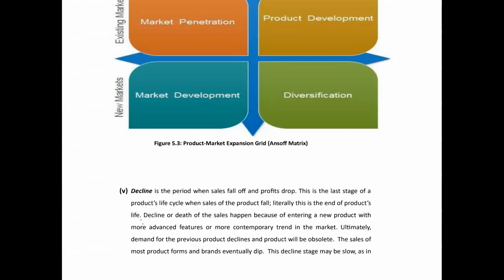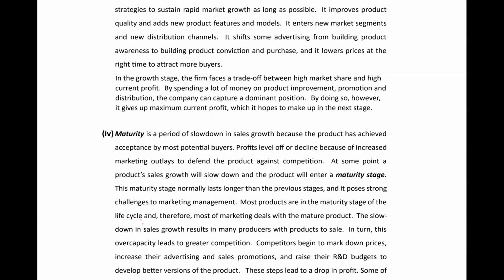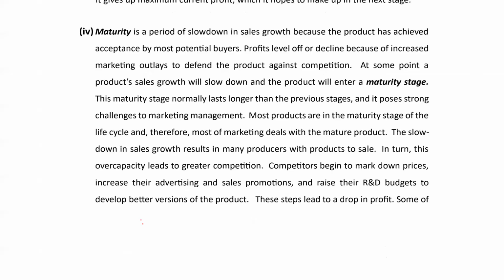Now, after that, the product will have to reach maturity. This is the period of slowdown in sales growth, because the product has achieved acceptance by most potential buyers. Profits level off and decline because of increased marketing outlay to defend the product against competition. At some point, a product's sales growth will slow down and the product will enter a maturity stage, right?